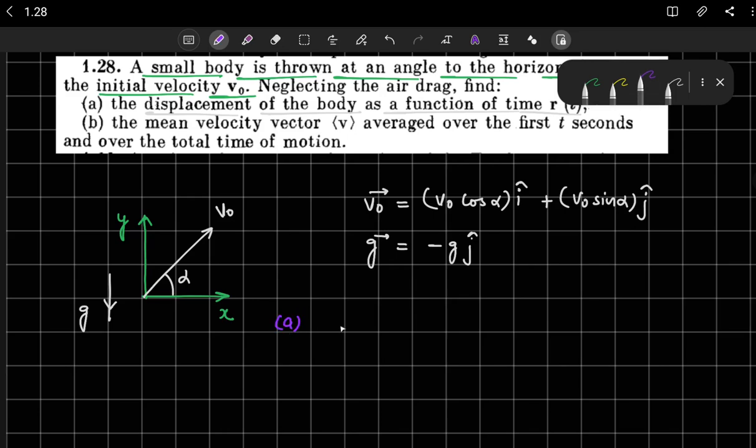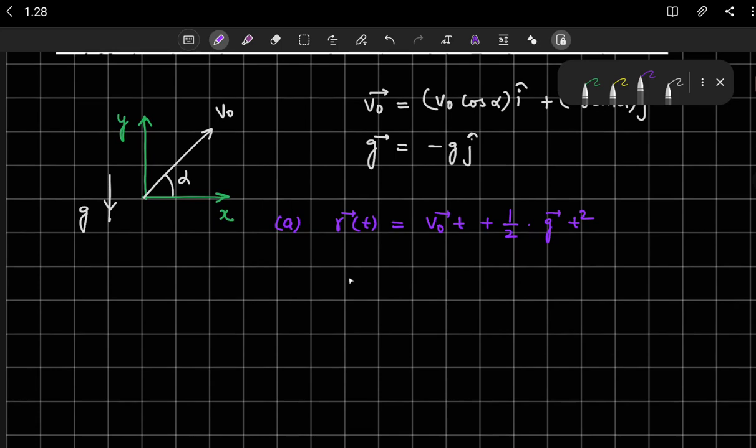So let us say the displacement vector r(t) is equal to the initial velocity vector into t plus half into the acceleration vector into t square. So finally the displacement vector we will get as v0 vector into t plus t square by 2 into g vector. So this is the expression of the displacement vector.